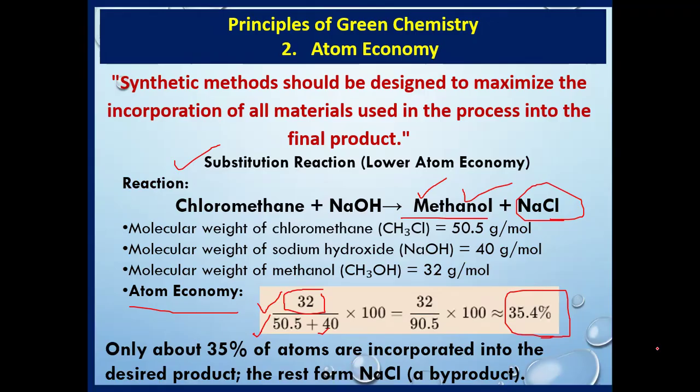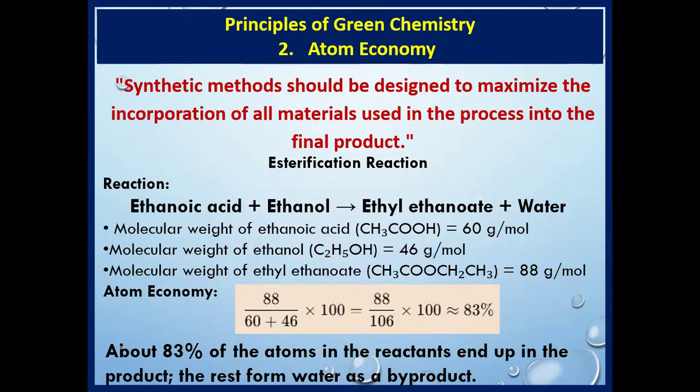So by using this formula, we are obtaining the atom economy 35.4%. So only about 35% of atoms are incorporated into the desired product. The rest form NaCl, that is the byproduct, which is released as a waste product in the chemical reaction. So we can say that this is a lower atom economy reaction. The green chemistry principle does not promote such types of reactions with lower atom economy.